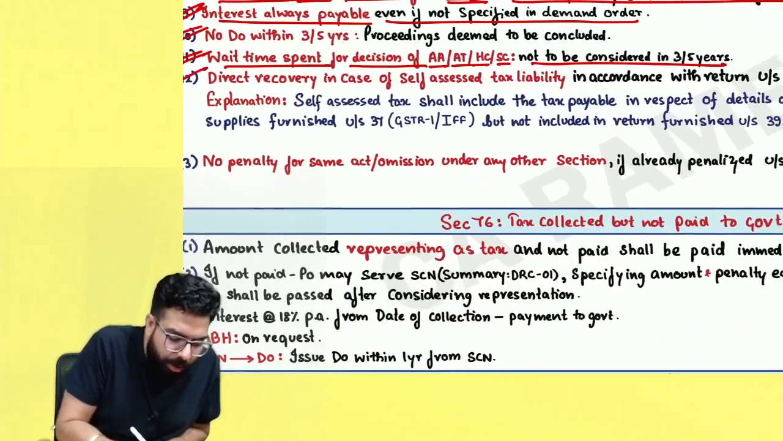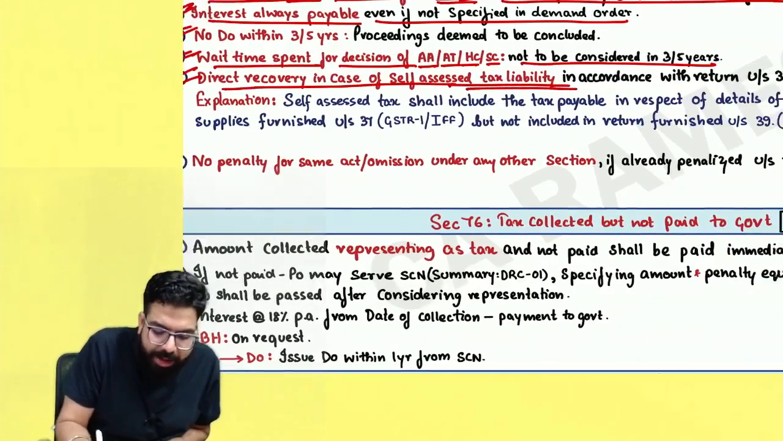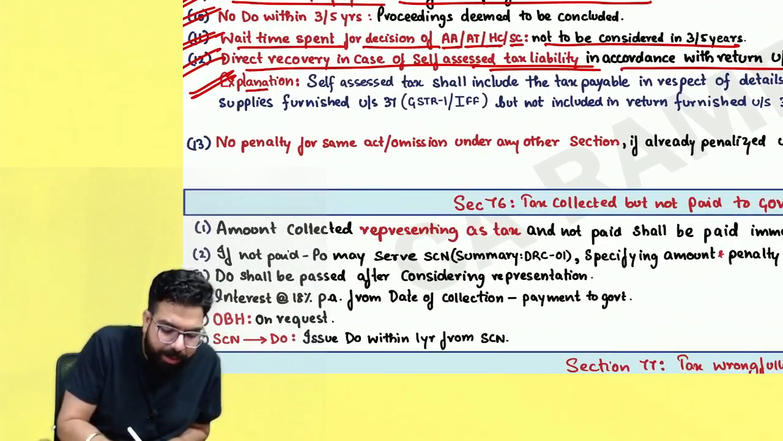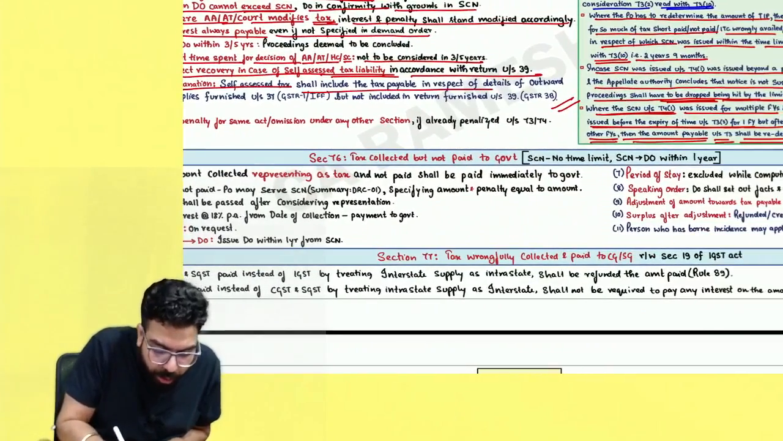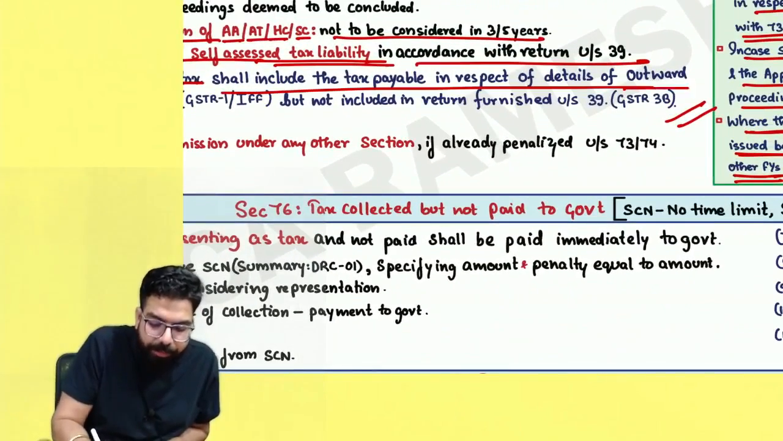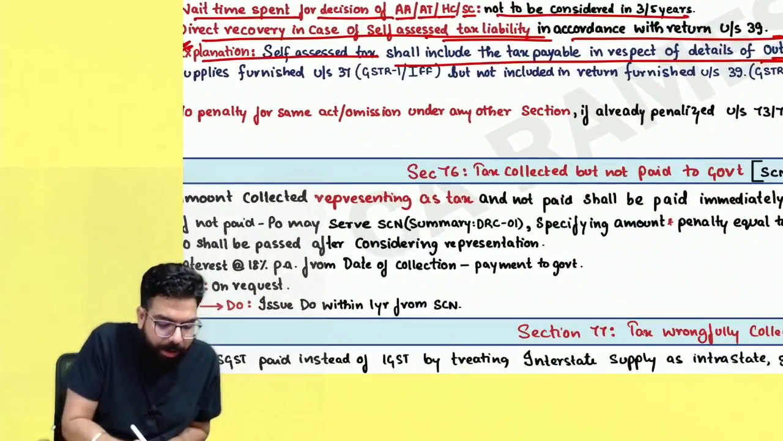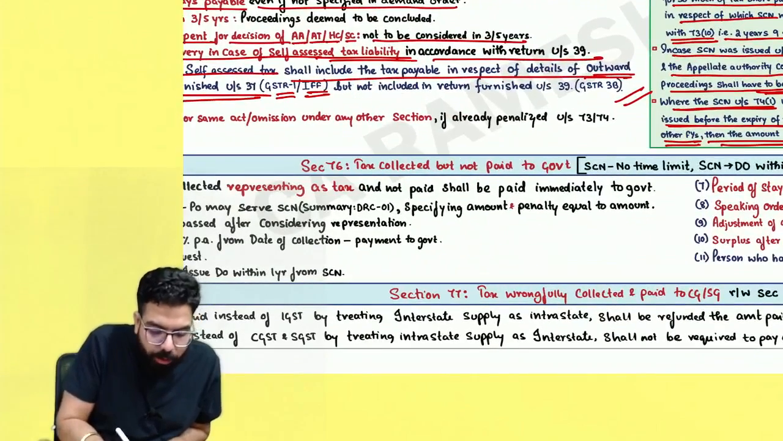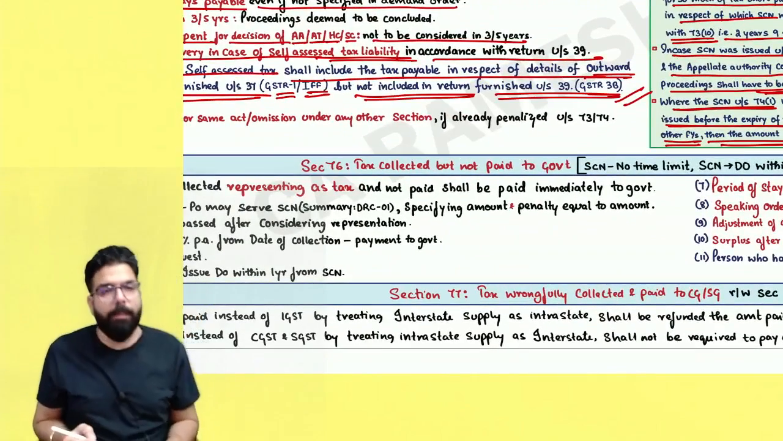The next point is, always remember, direct recovery in case of self-assessed tax liability in accordance with section number 39. What do you mean by self-assessed tax liability? Self-assessed tax liability shall include the tax payable in respect of the details of outward supply which you have furnished in your GSTR1 or IFF, but sir, you have not included in the return which is furnished under section number 39.